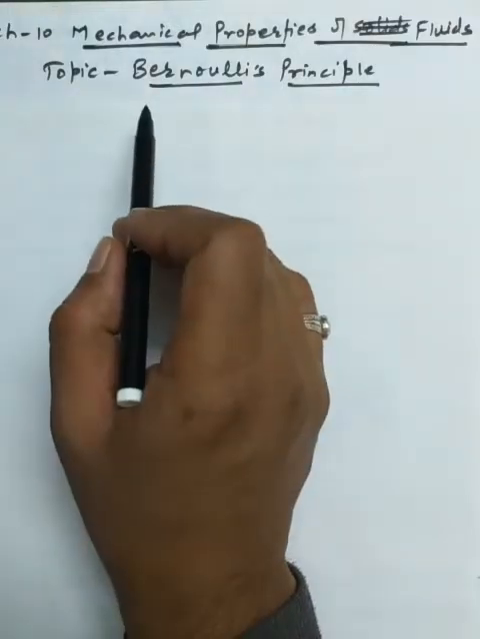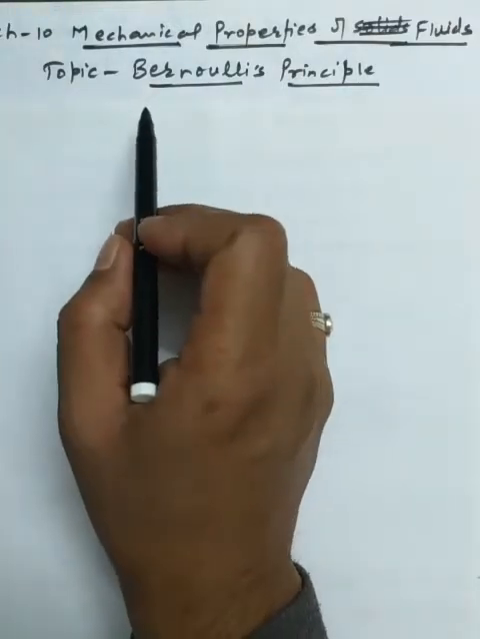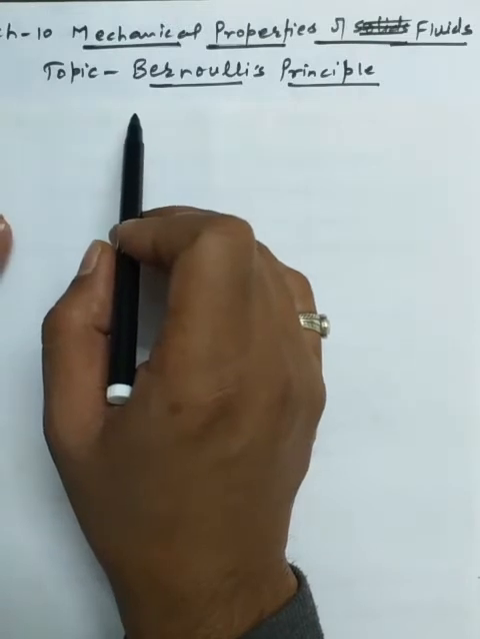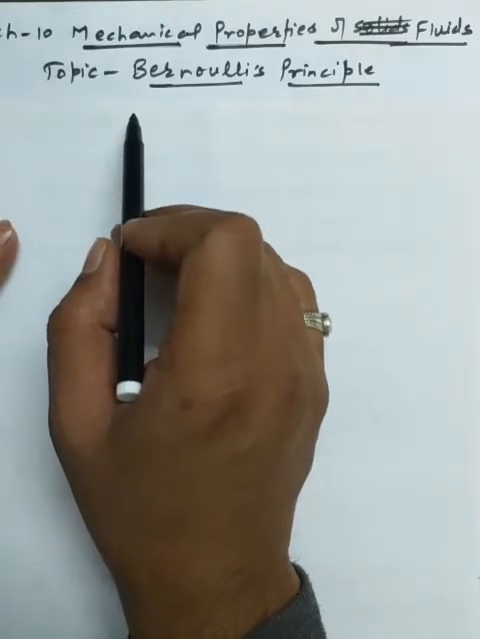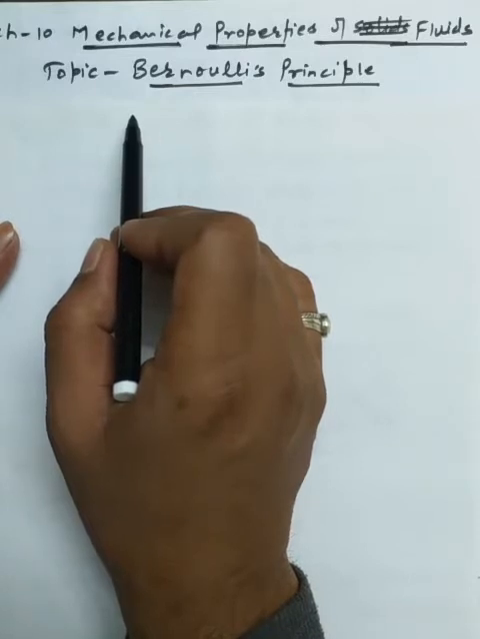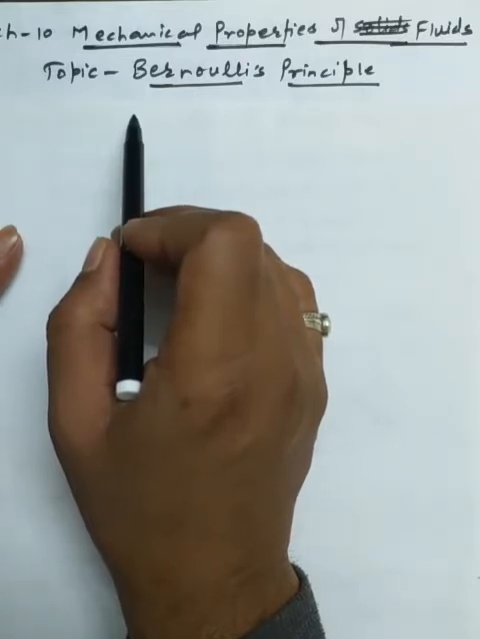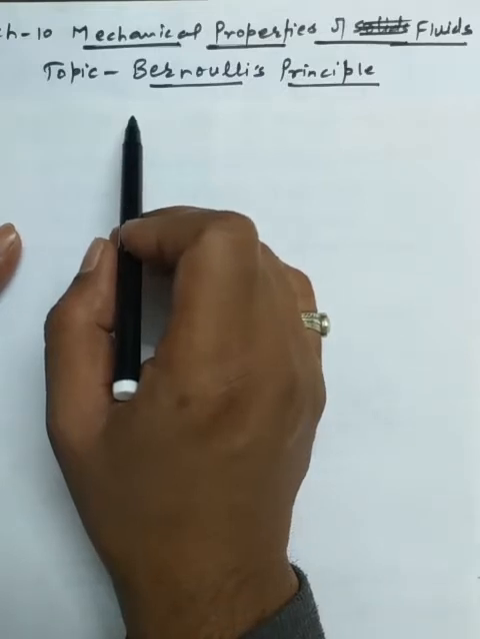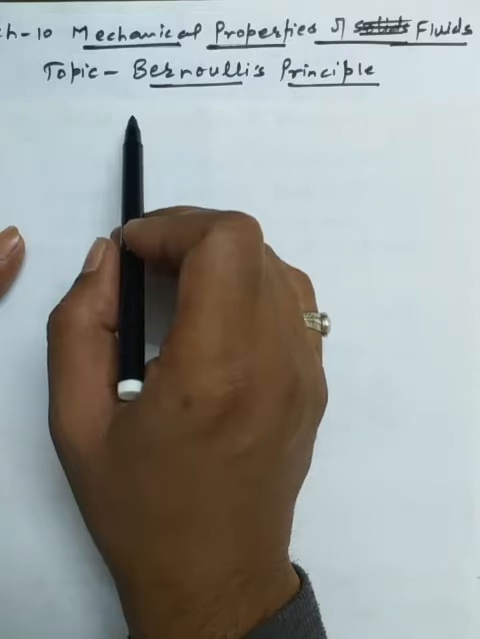Now, dear student, chapter number 10, Mechanical Properties of Fluids. And today we have the topic for the discussion that is called the Bernoulli Principle. In the previous lectures, we have already discussed the concept of the equation of continuity, which is the conservation of mass. So the amount of liquid flowing through a pipe of varying cross section is the same.